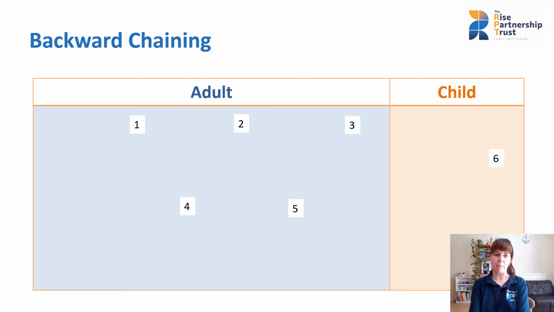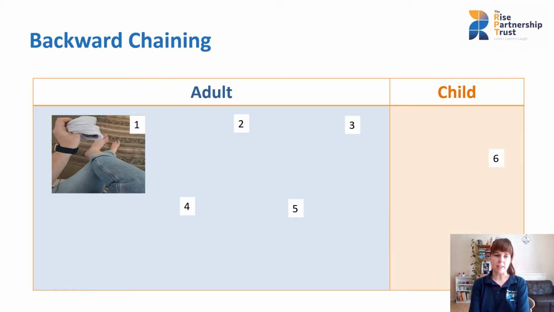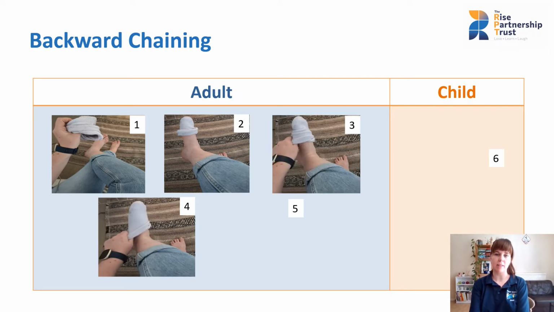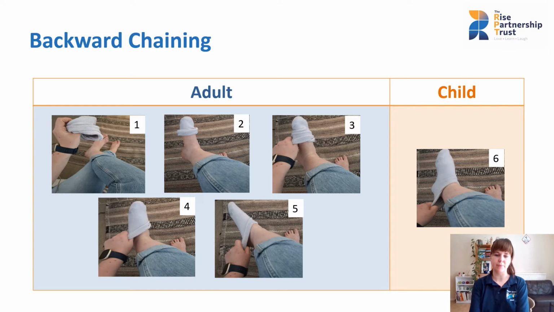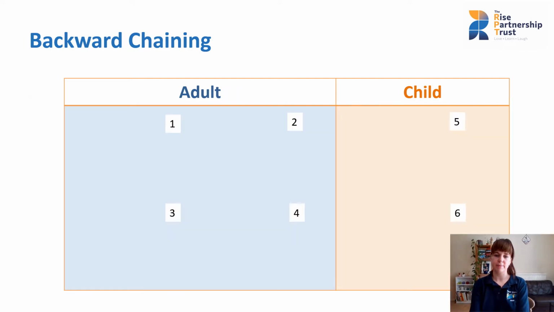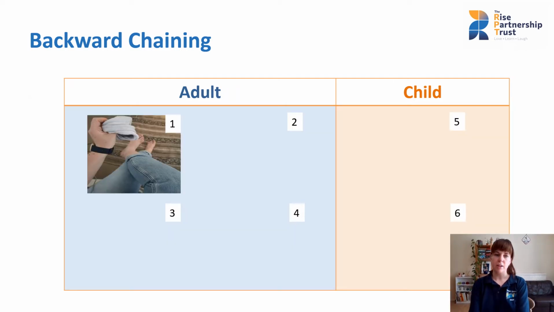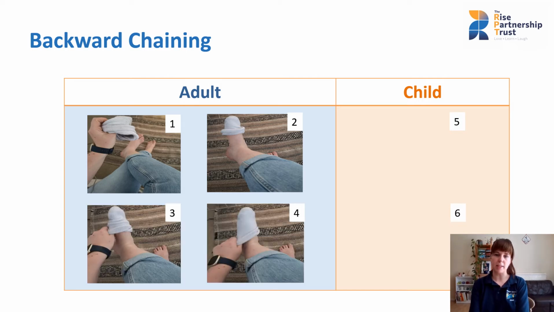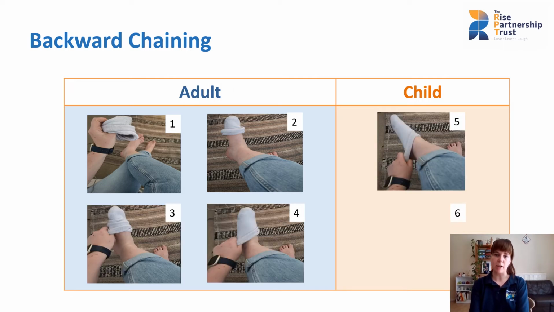Here's another example of backward chaining. In the series of pictures, you can see that the adult does all the steps to putting on the sock, except the last one. The child does this one, pulling the sock up their leg. Once the child is confident with the last step, you teach them the penultimate step, which is pulling up over the heel.